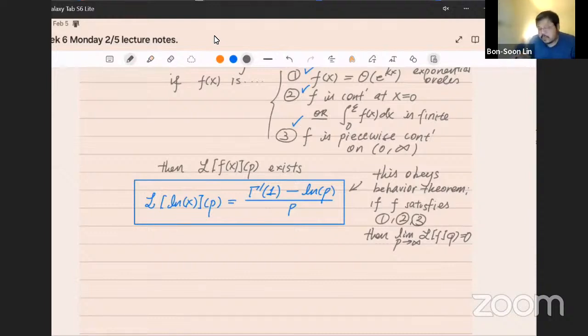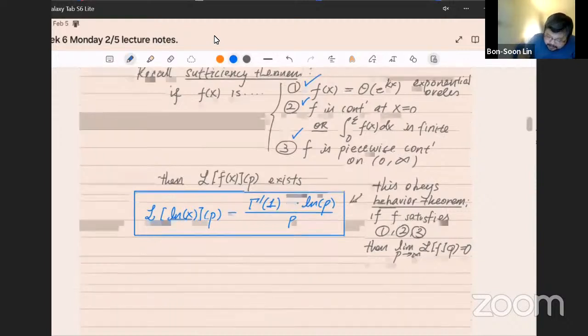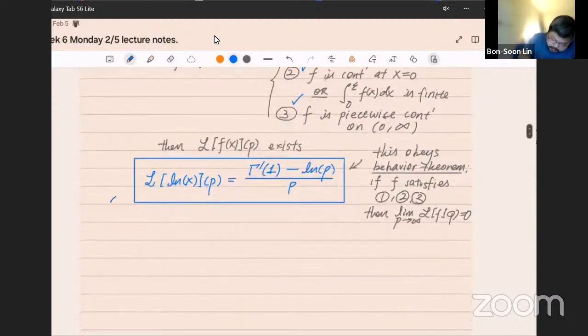Indeed, as p goes to infinity, this goes to 0. The gamma prime of 1, whatever that is, is a number, and natural log of p grows slower than a polynomial and is being divided by a polynomial, just p. And this goes to 0 as p goes to infinity. So this satisfies the behavior theorem, certainly, because it's a function that satisfies these three properties. Okay? So now let's see why this is the case.